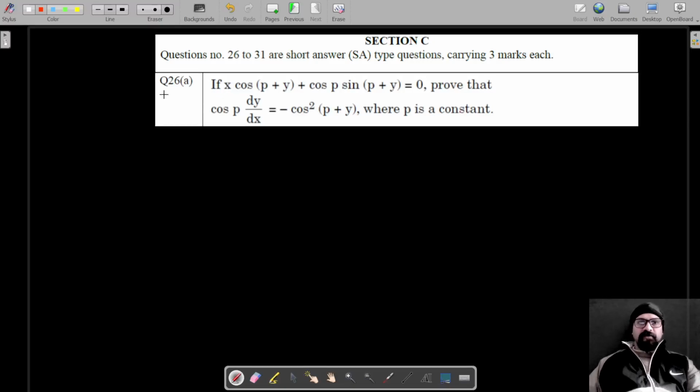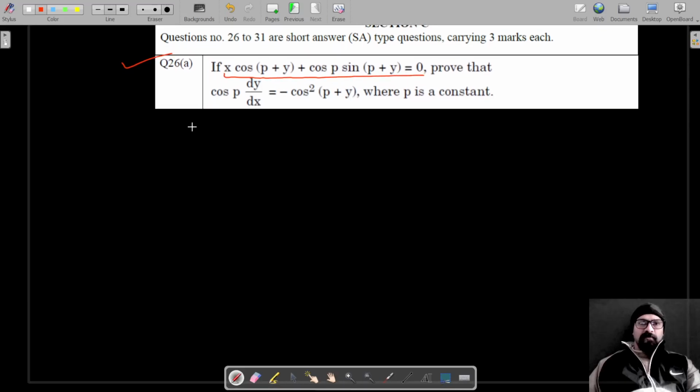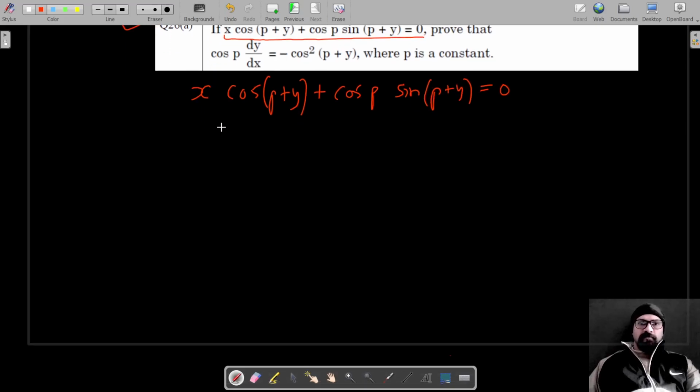Okay, for section C, this is question number 26, part A, and we have to prove the differentiation for the following equation. And this is a three marker. So our equation is x cos(p + y) + cos p sin(p + y) = 0. Let's try to simplify this first, and it can be written as x cos(p + y), and it's given that p is a constant.